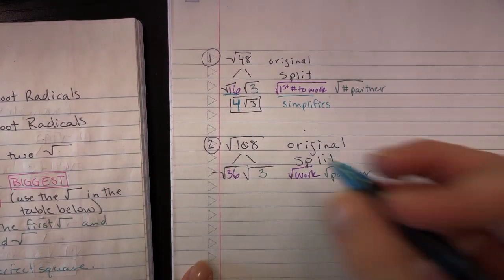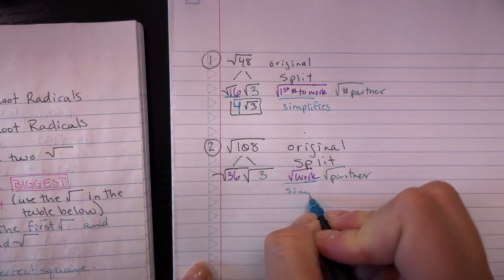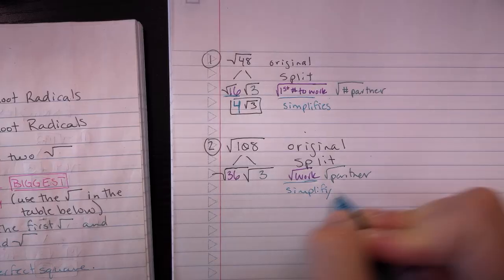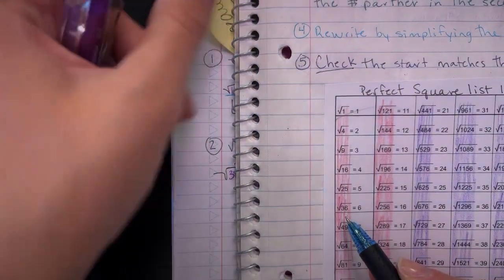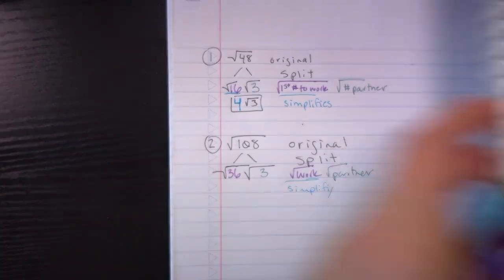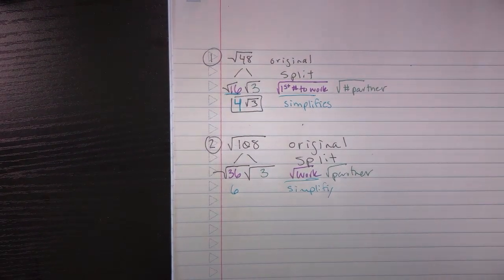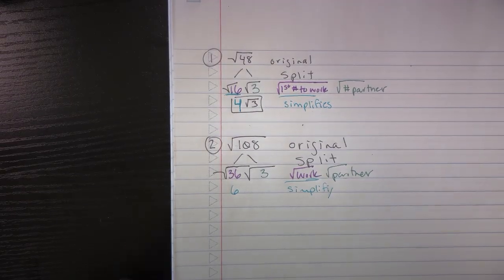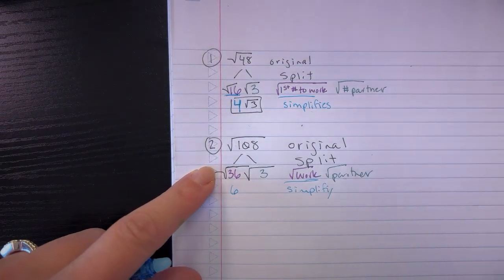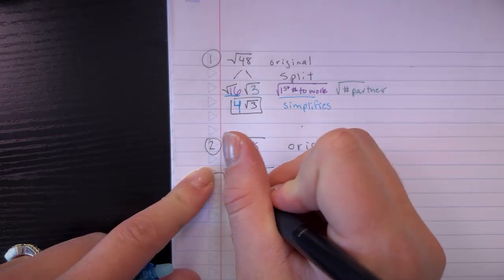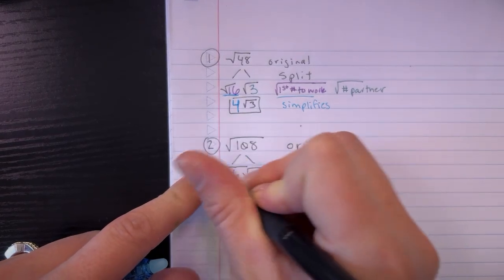We simplify this one. And let's say we don't know this off the top of our head. Square root of 36 is 6. So that means this 36 becomes a normal 6. No house. House is gone. You did the mathematical operation of square rooting. It does disappear. Square root 3 does not. This is your final answer.